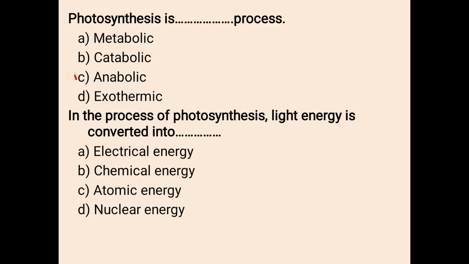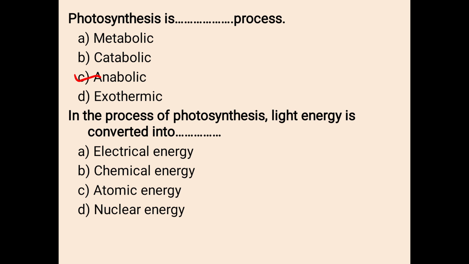Next question is, photosynthesis is a dash process. So photosynthesis is an anabolic reaction, or an anabolic process. Anabolic processes are the ones in which energy rich compounds are formed. In case of photosynthesis, the food or the glucose is formed. So it is an anabolic process.